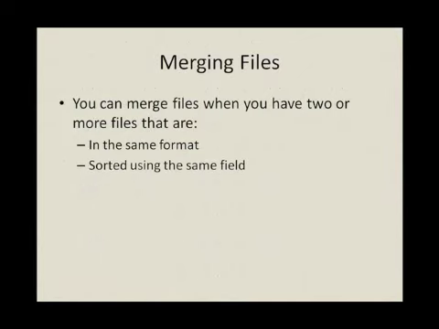In other words, if the two files hold customer records, both have to be sorted in ID number order, or both have to be sorted by last name of the customer, or maybe both have to be sorted by zip code. It doesn't matter which field they're sorted by, but they have to be sorted using the same field.